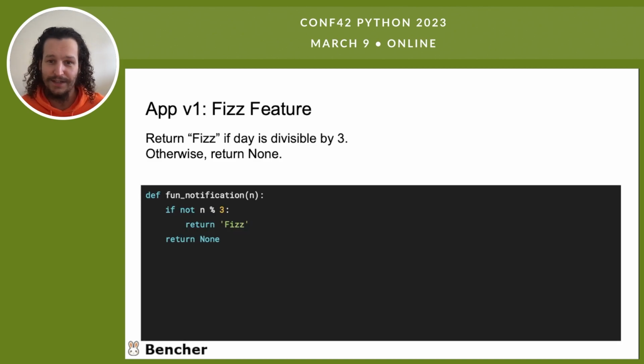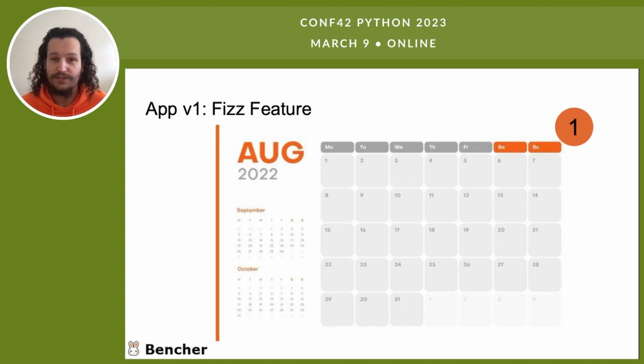The business logic looks like this. It's the fun notification function. It just takes the modulus of 3, and if that's 0, then it returns Fizz. Otherwise, it returns None. So that's great. Release it to the customers. They love our fun notification feature. And so I'm super happy, and I'm like, hey, I'm going to make this even better.